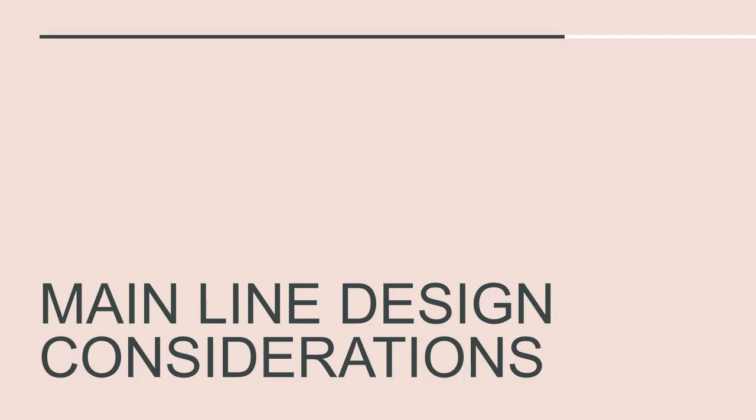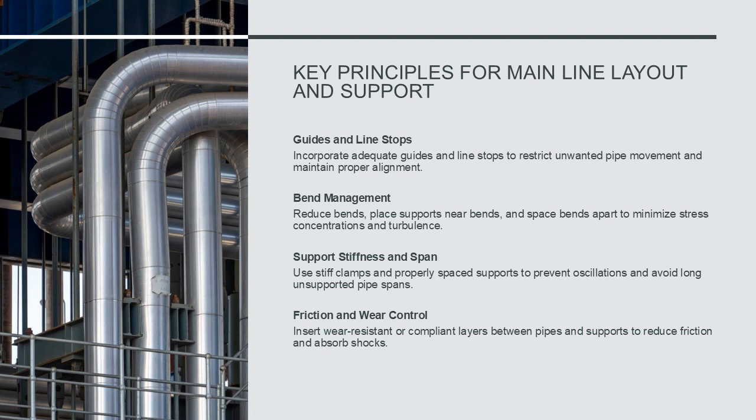Key principles for main line layout and support. Designing the main line of a piping system requires careful attention to layout and support to minimize vibration-induced fatigue. First, adequate guides and line stops should be incorporated wherever practicable to restrict unwanted movement and maintain alignment. Long sections that are vulnerable to large transient deflections must be avoided, as these can amplify vibration and lead to structural damage. Reducing the number of bends is crucial because each bend introduces stress concentration points.